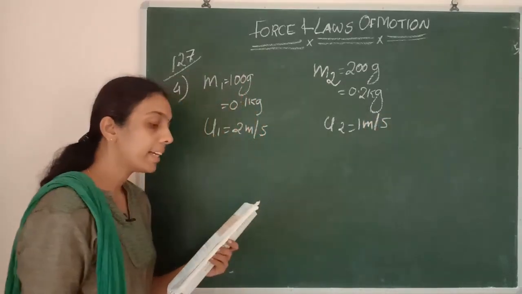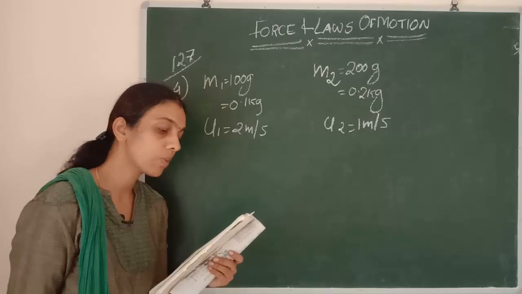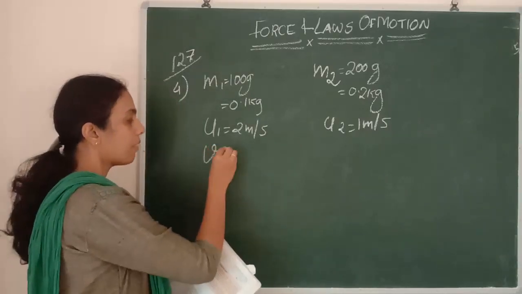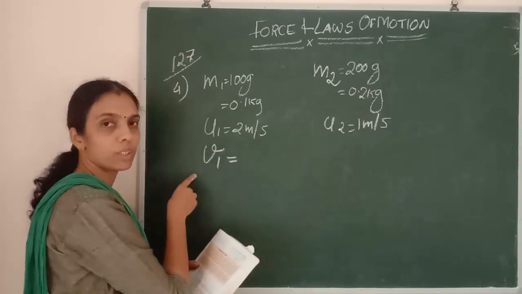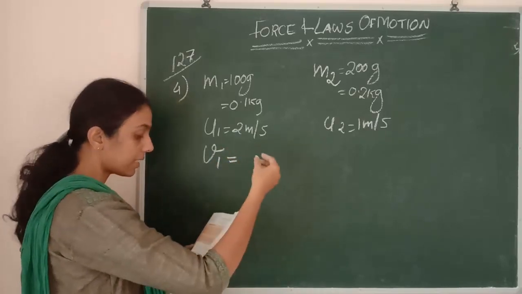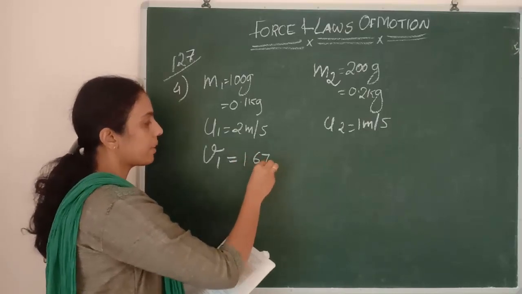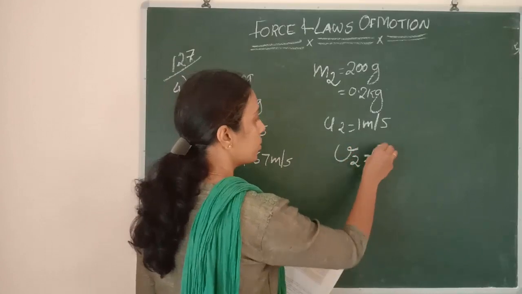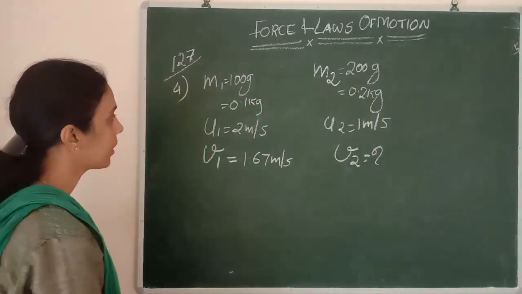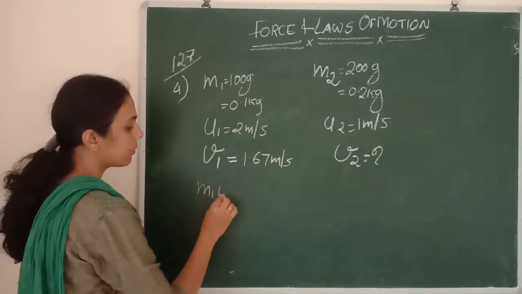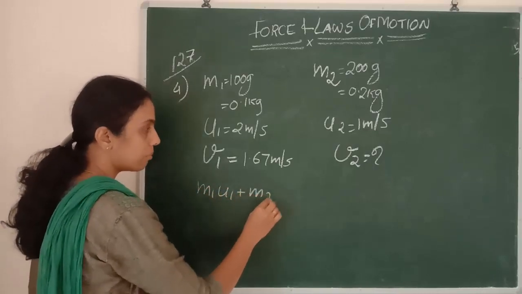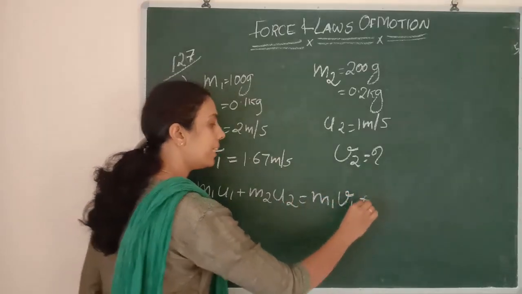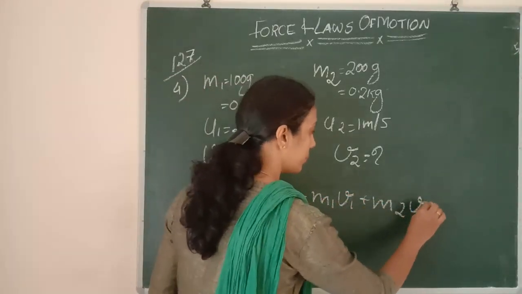They collide, and after collision the first object moves at a velocity of 1.67 meter per second. So after collision, v1, that is v, is equal to 1.67 meter per second. What should we find out? The velocity of the second object. How can we find out the velocity of the second object? m1 u1 plus m2 u2 equals m1 v1 plus m2 v2.